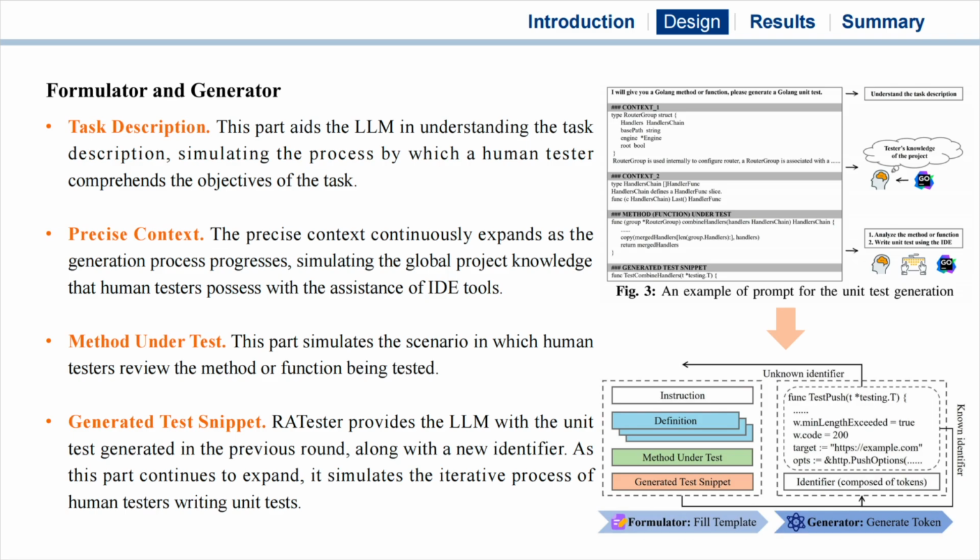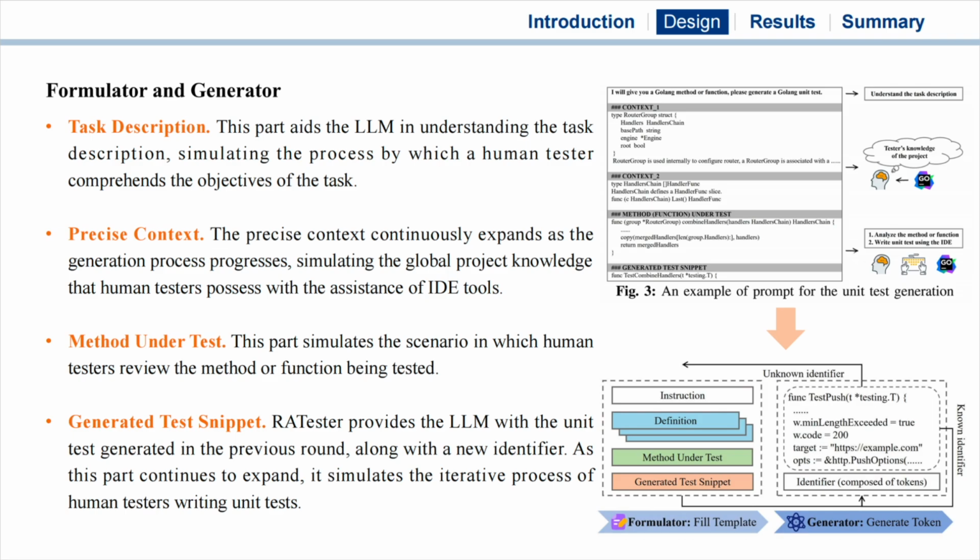The formulator fills the fetched precise context and the test snippet with newly generated identifiers into the prompt template. The template has 4 parts. Task description aids the LLM in understanding the task, simulating the process by which a human tester comprehends the objectives of the task. The precise context continuously expands as the generation process progresses, simulating the global project knowledge that human testers possess with the assistance of IDE tools.